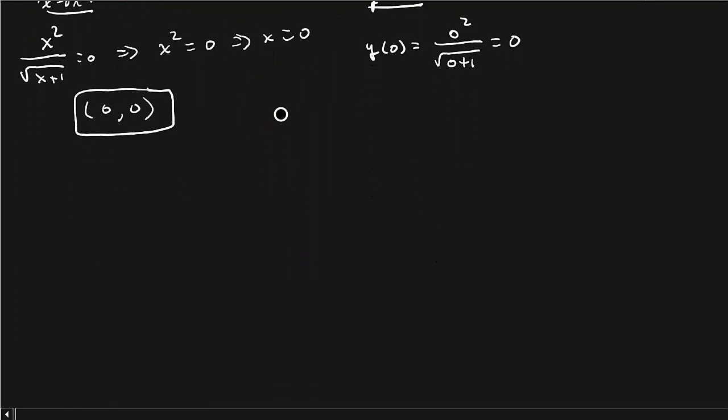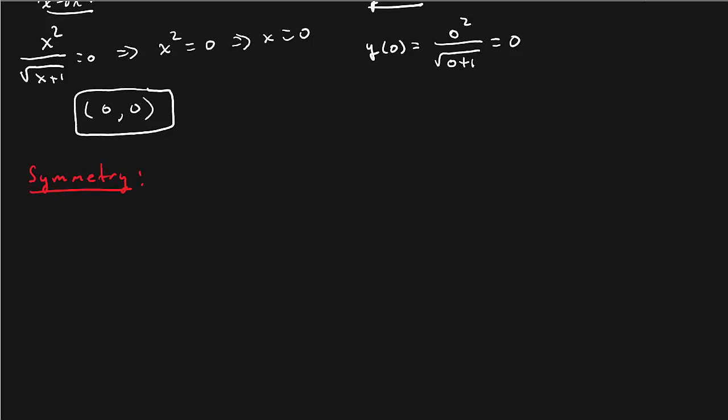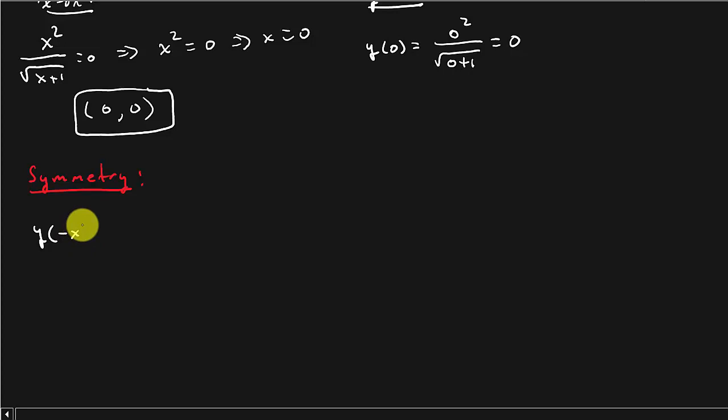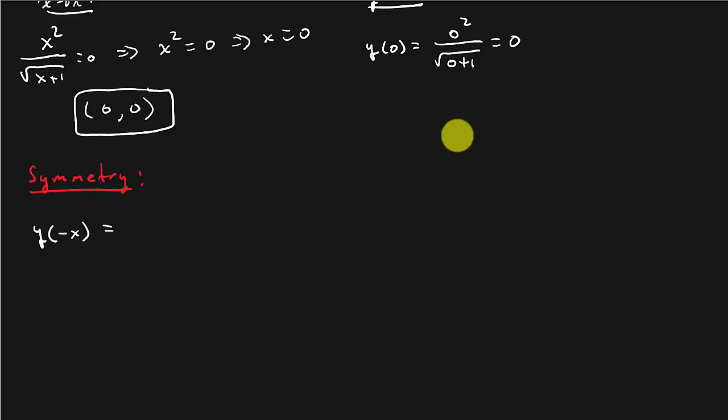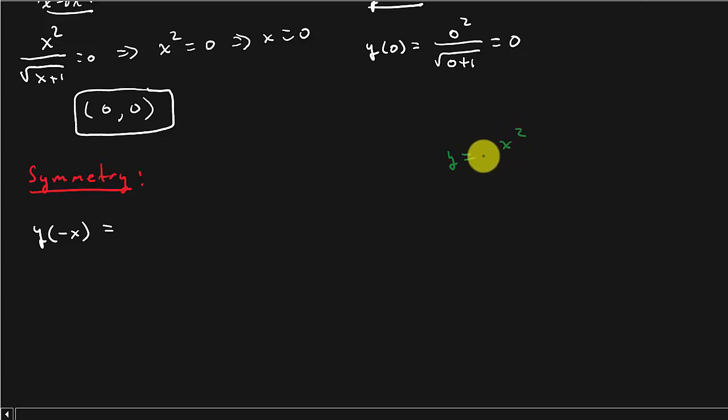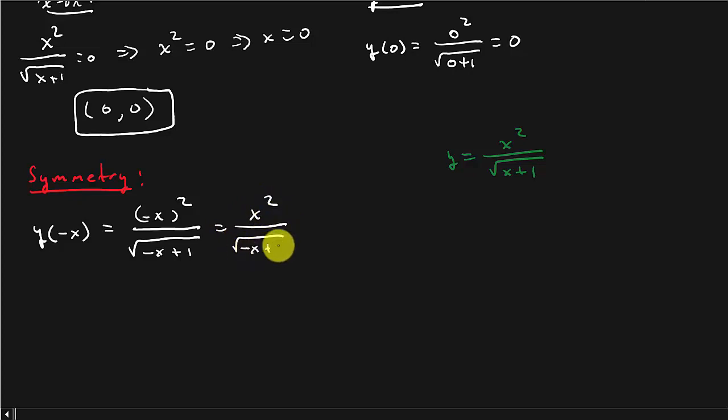Okay. All right, now let's test for symmetry. So we can determine if it's odd or even. We know it's not a periodic function, but we're going to test to see if it's odd or even. Remember, to do that, we evaluate the function at -x. I'm going to write the function down here so we can see it. We replace the x values with -x. That's going to be (-x) squared over the square root of -x plus 1, which is x squared over the square root of -x plus 1.